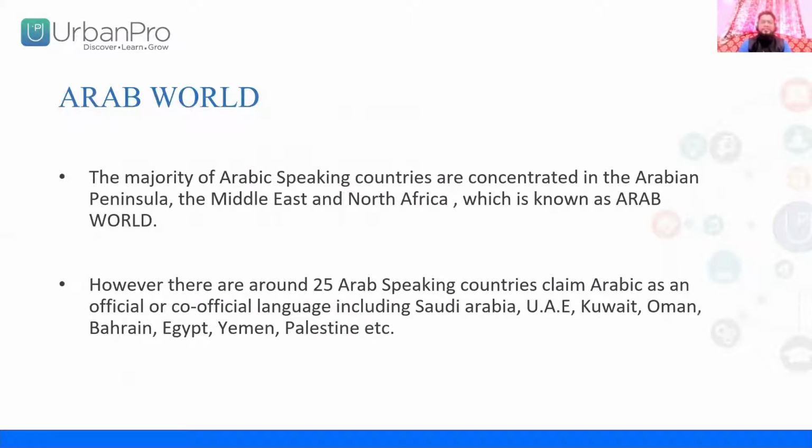So let us start. The Arab world. The majority of Arabic speaking countries are concentrated in the Arabian Peninsula, the Middle East, and North Africa, which is known as the Arab world. However, there are around 25 Arabic speaking countries that claim Arabic as an official or co-official language, including Saudi Arabia, UAE, Kuwait, Oman, Bahrain, Egypt, Yemen, Palestine, etc.